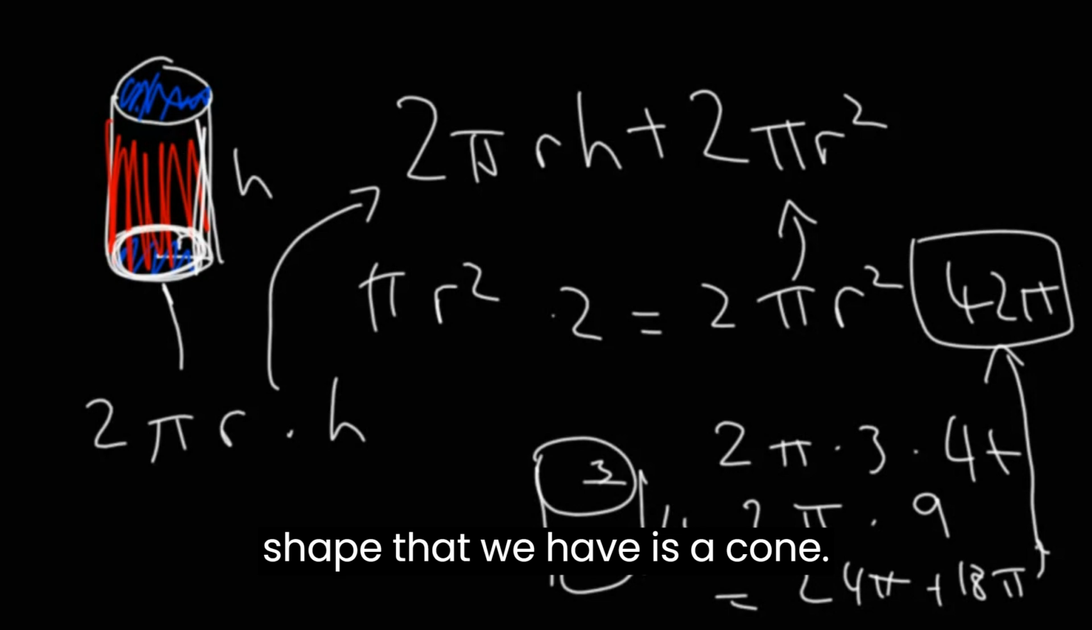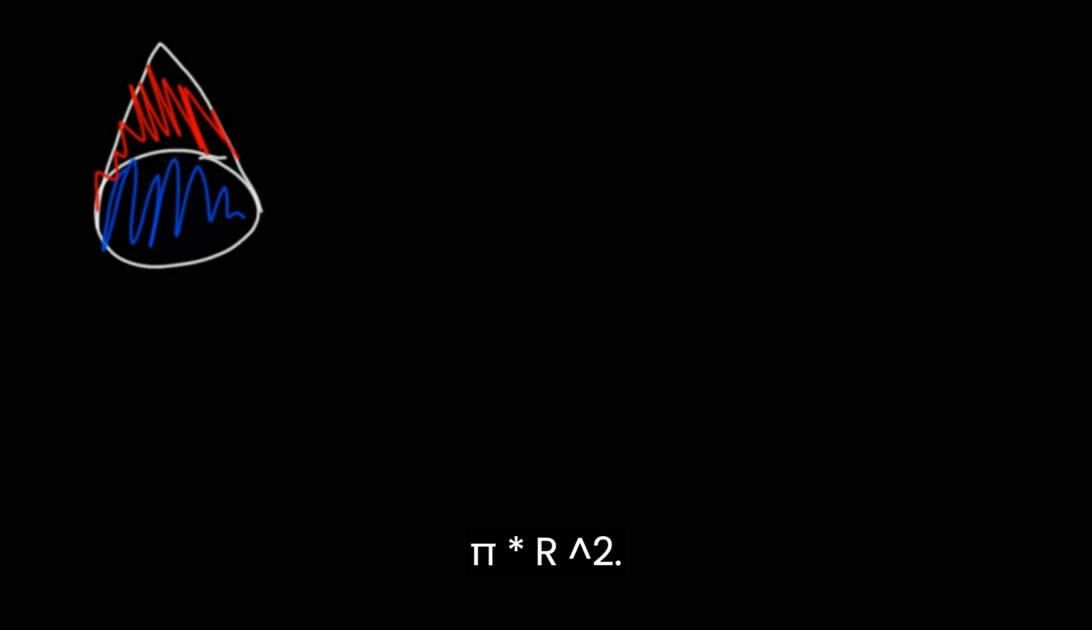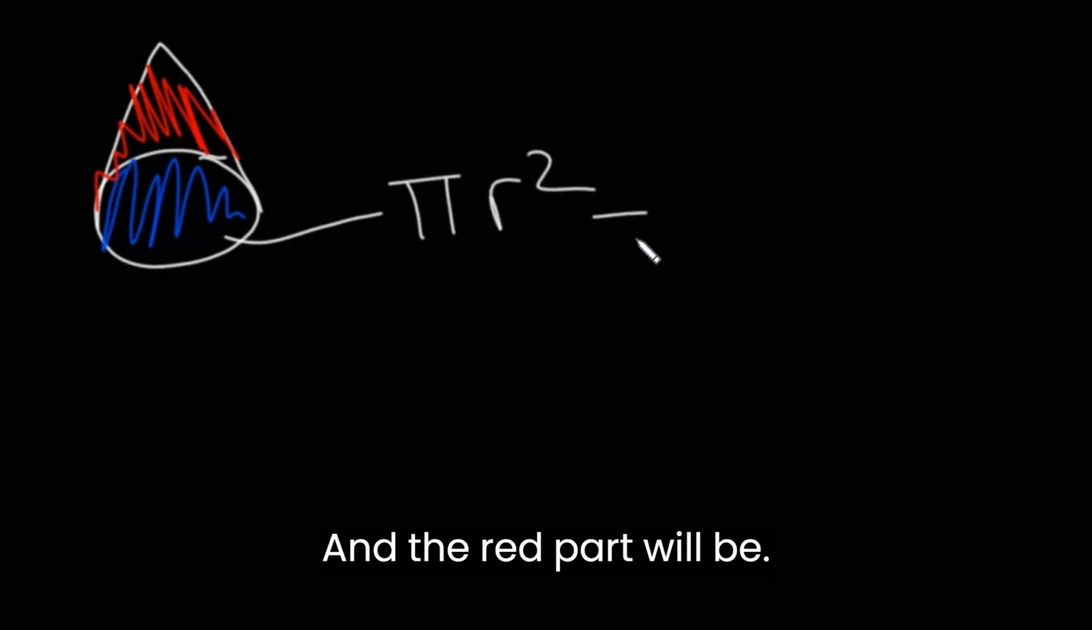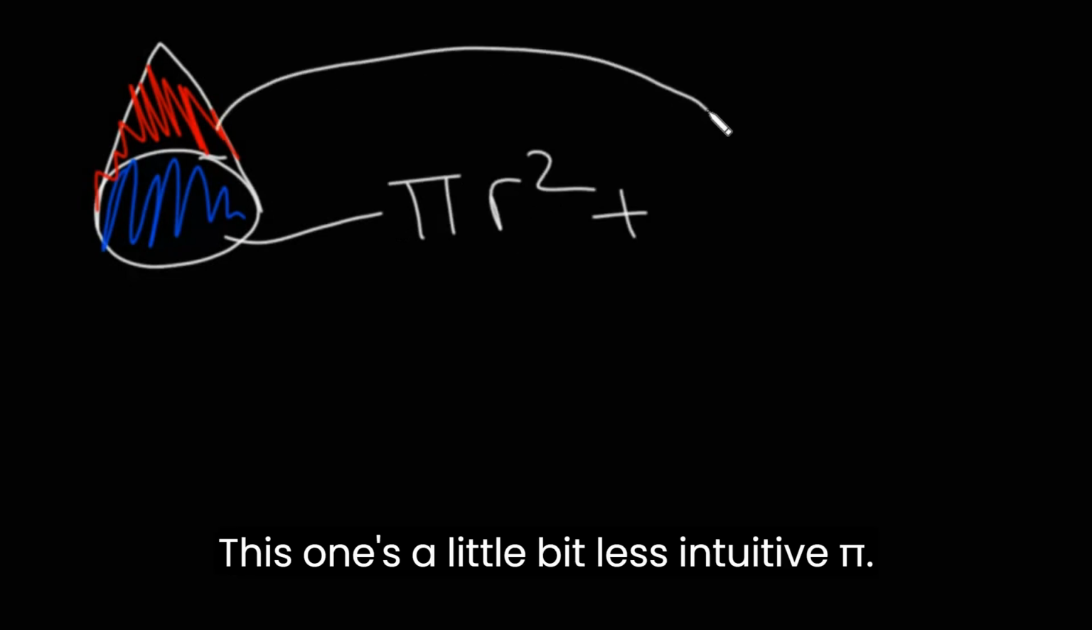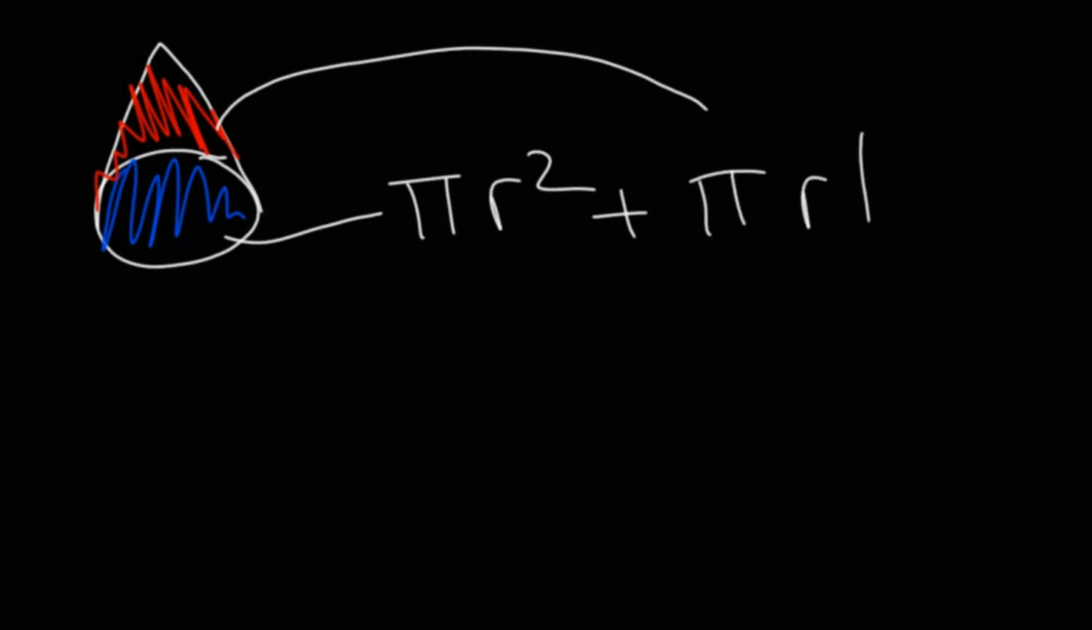The next shape that we have is a cone. So for a cone, we're going to need to know the radius and the height. Now, to derive the equation is a little bit more complicated, but we can still get parts of it. So the bottom, the blue part, will be pi times r squared. And the red part will be, this one's a little bit less intuitive, pi times r times L.